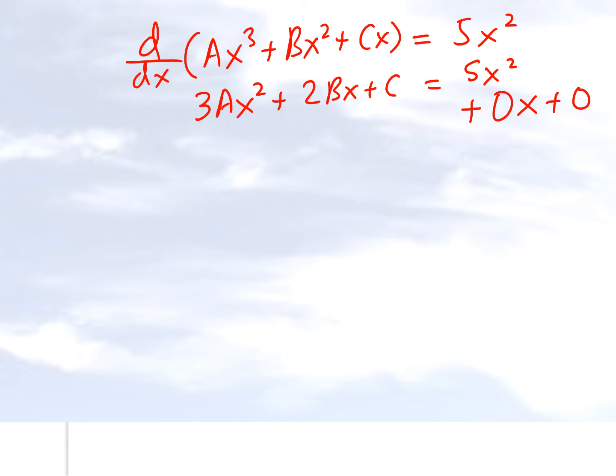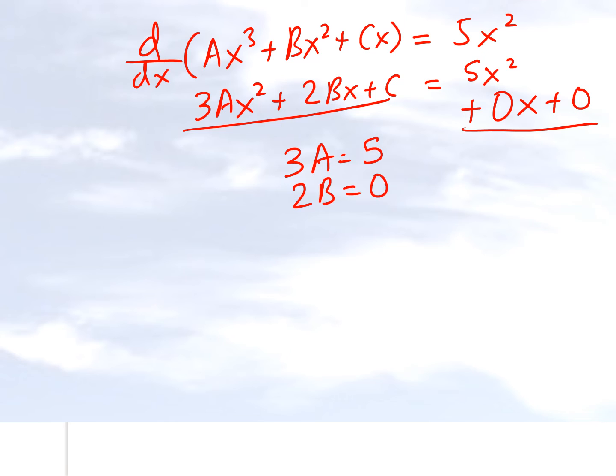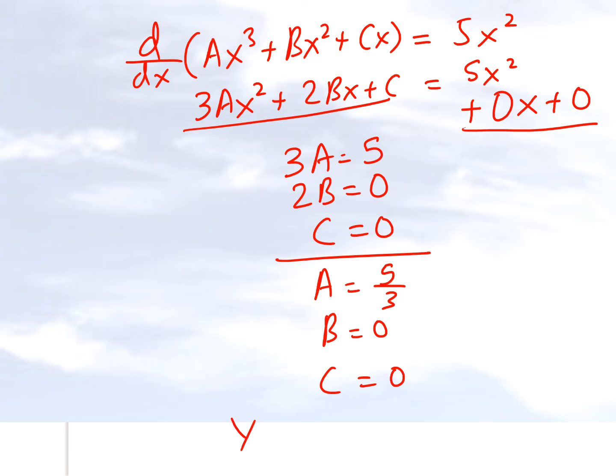The reason I'm doing that is because in order to find a, b, and c, I'll have to equate the coefficients of the second order polynomial from the left side to the coefficients of the second order polynomial on the right side. Since there are no more terms, I will just add 0x plus 0. So this gives me 3a is equal to 5, 2b is equal to 0, and c equal to 0. So a is 5 by 3, b is 0, and c is 0. Hence, the particular part of the solution is nothing but 5 by 3 x cubed, because b and c are equal to 0.